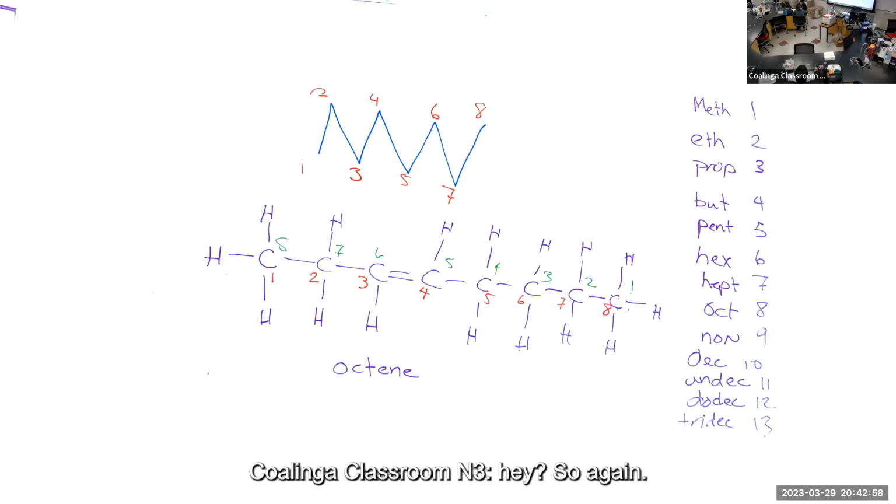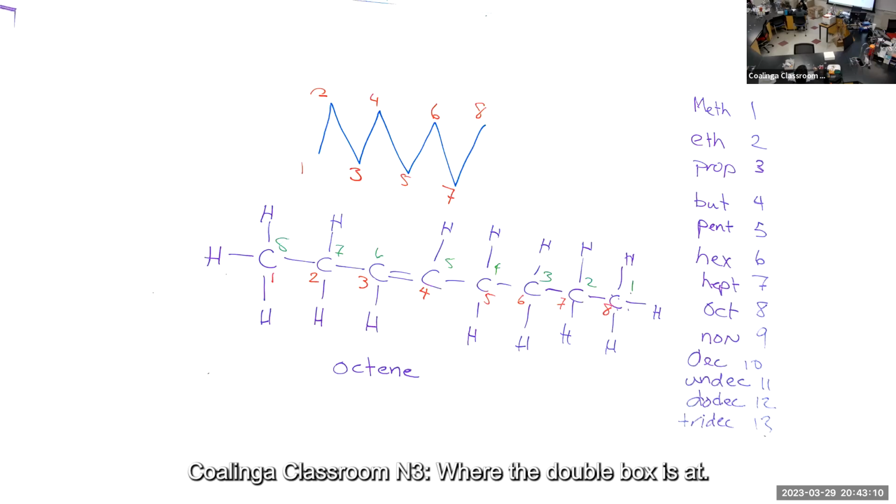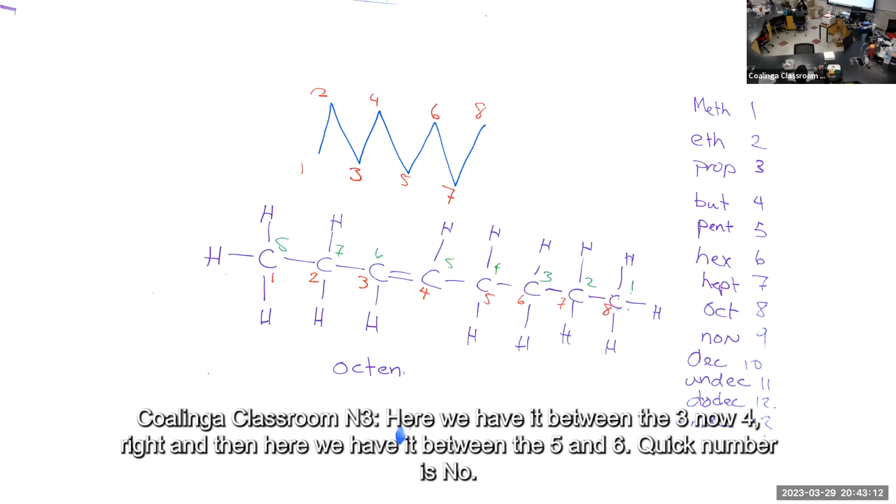Okay, so again, you want to count and you want to have the lowest number possible. So which is lower? Where the double bond is at. Here we have it between the 3 and the 4, right? And then here we have it between the 5 and the 6. What number is lower?